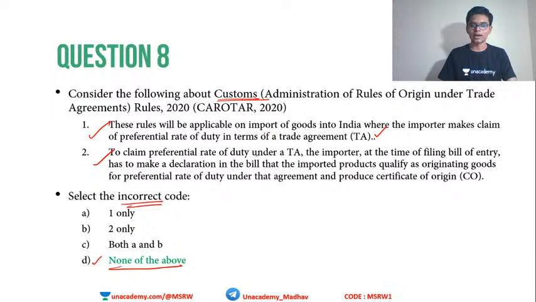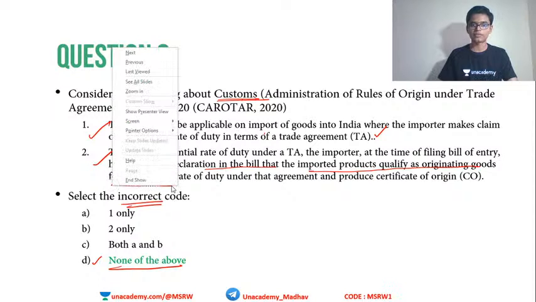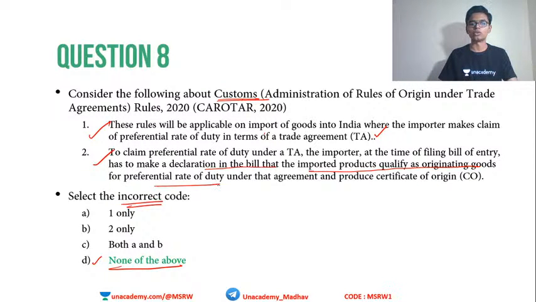In order to avail this preferential rate, 2 things have to be made sure. One is that there should be a declaration in the bill that imported products qualify as originating goods for preferential rate of duty. Then under the agreement, they also have to produce the certificate of origin. I already explained what the certificate of origin is in the previous question. So these 2 are mandatorily required as per the Customs Rules of 2020.